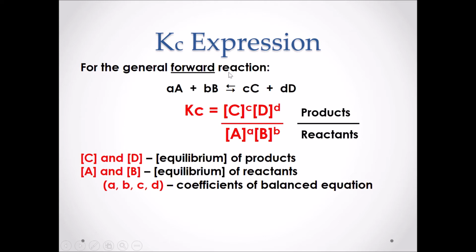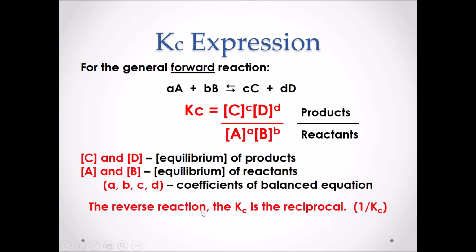The Kc value for a forward reaction is always products over the reactants. For the reverse reaction, the Kc is the reciprocal, which is 1 over the Kc value.